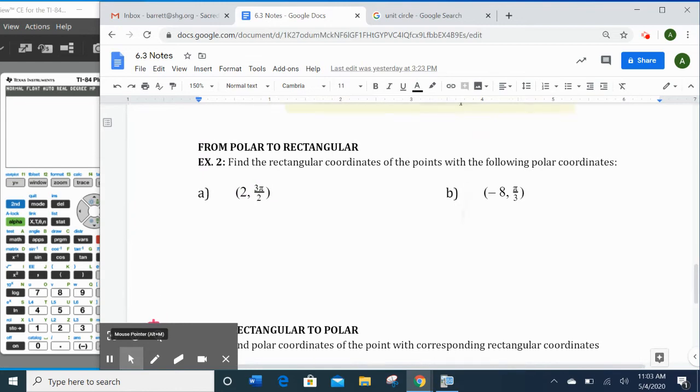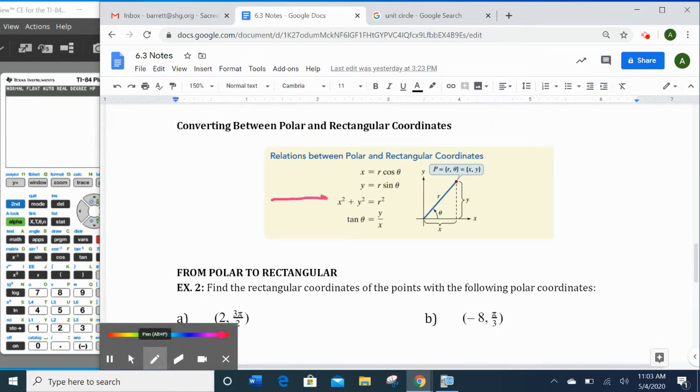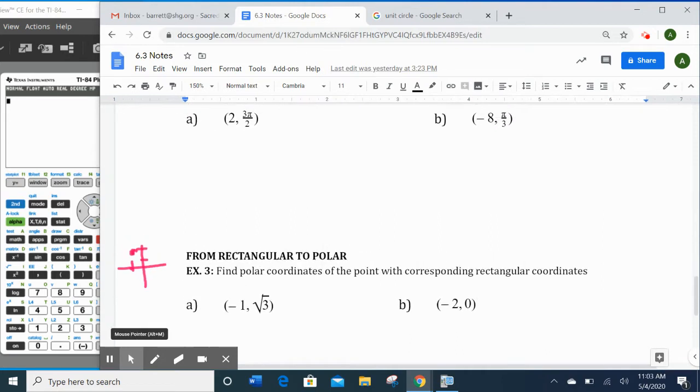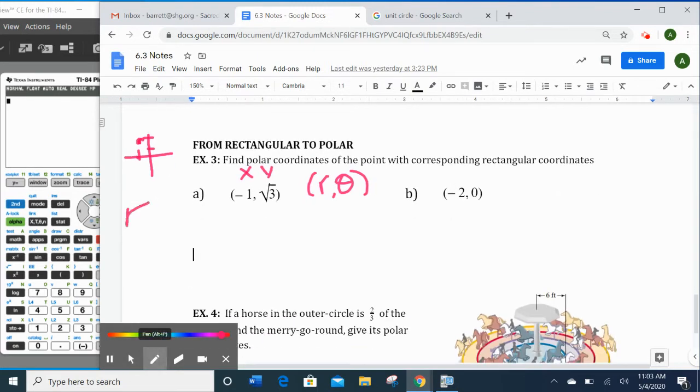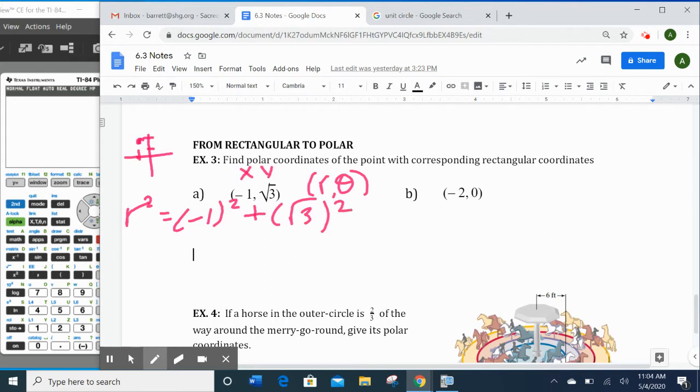So I'm going to use this box up here, which says that x squared plus y squared equals r squared, and tangent of theta equals y over x. So if they give me a rectangular coordinate, they give me x and y, and they're asking me to find r and theta. I'm going to find r because r squared equals x squared, which is -1 squared, plus y squared, which is root 3 squared. So -1 squared is 1, and root 3 squared is 3. So r squared equals 4, and r equals 2.